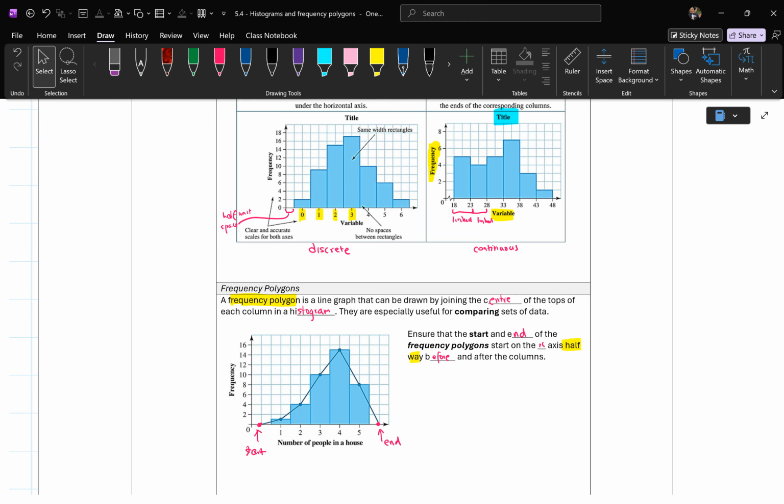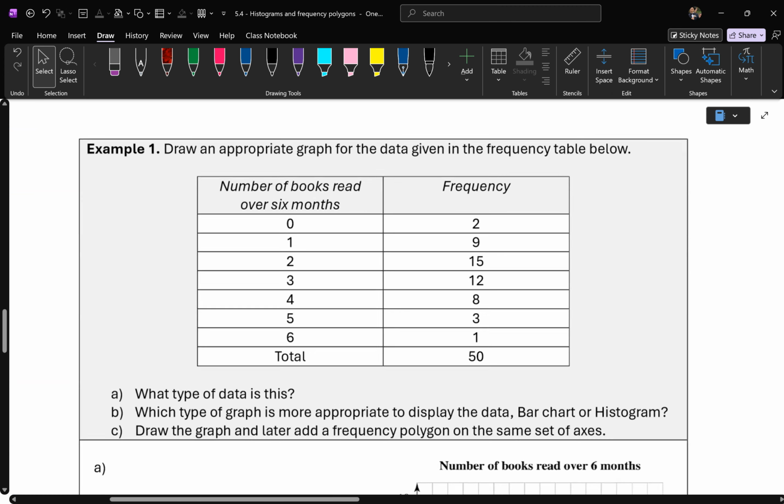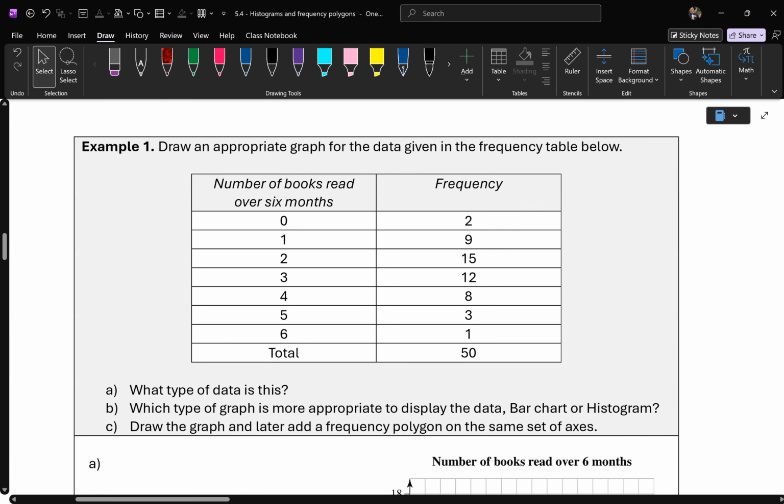Yeah? Flip over the page. Let's do a practice. Here we go. So this is for both 11 and 12. This is called a frequency table. What are we looking at?